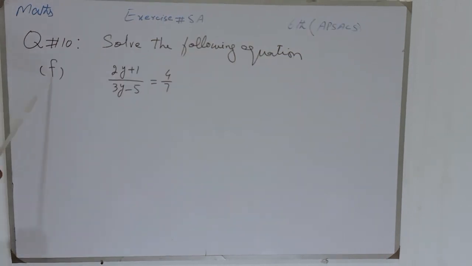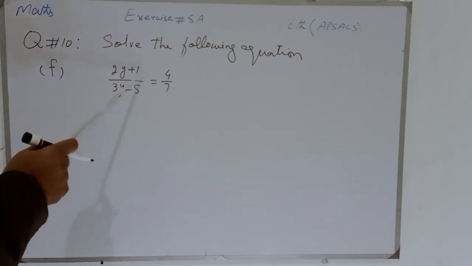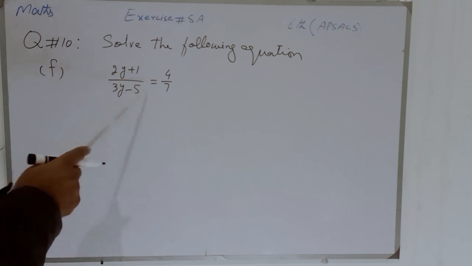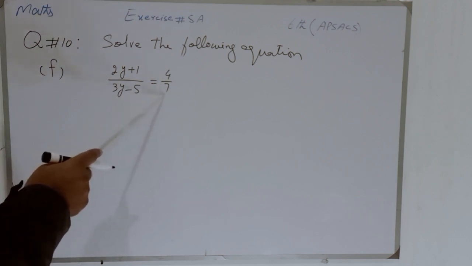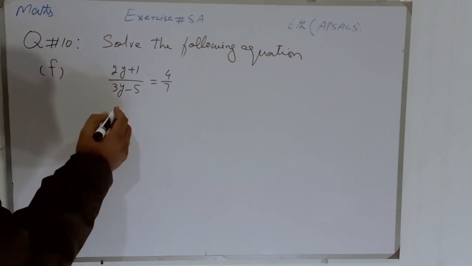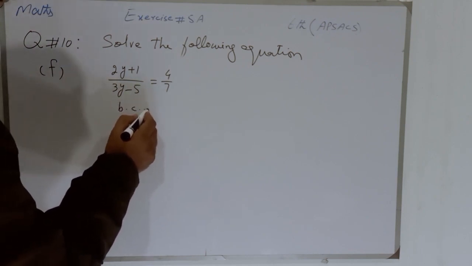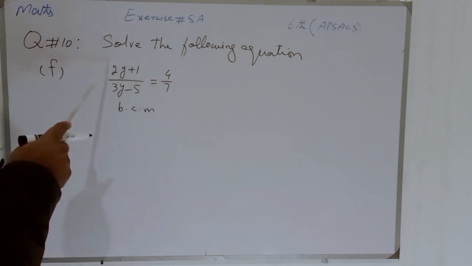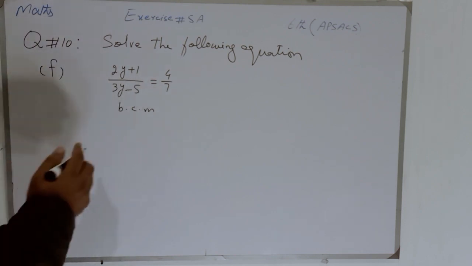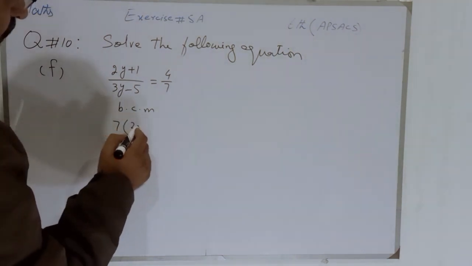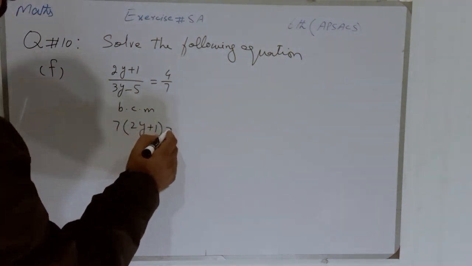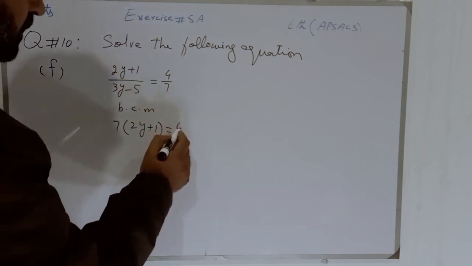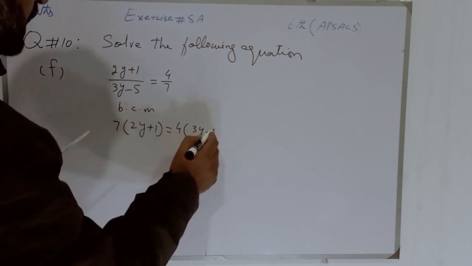Students, part F of the same question is (2y + 1)/(3y - 5) = 4/7. On both sides there are single denominators, so we will do BCM, and BCM means cross multiplication. The denominator of the right side will be multiplied with the numerator of the left side, and we will write it as 7 into (2y + 1) is equal to 4 into (3y - 5).